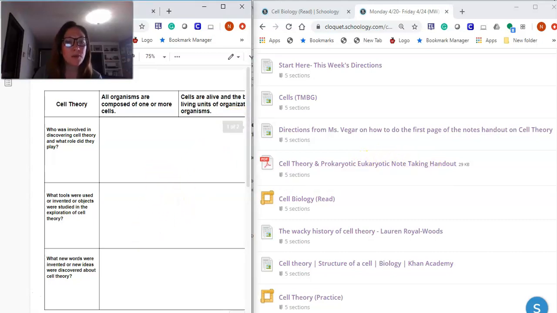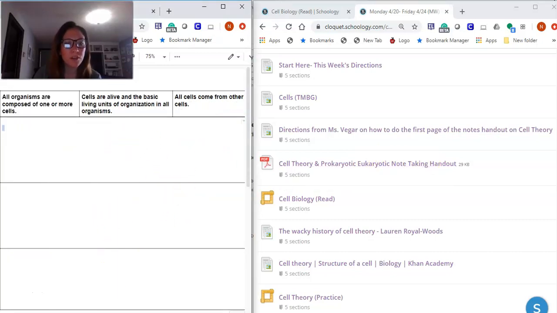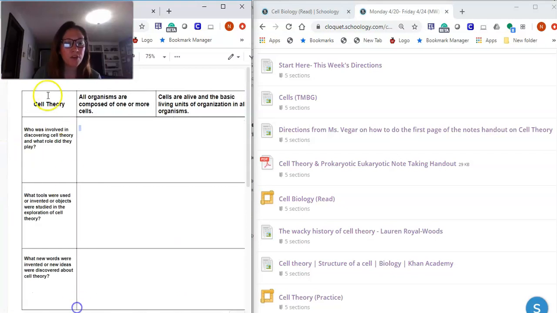So, taking the left-hand side of the screen here, you'll notice a couple things. The first being that we're going to be studying cell theory on this first page. We're going to be looking at who is involved in discovering cell theory, what tools they used and what objects they studied, and what new words or ideas were invented through exploring this idea of cell theory.